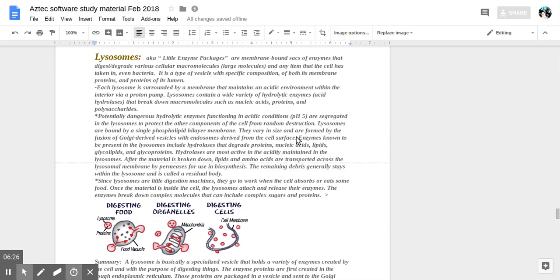The remaining debris generally stays in the lysosome and is called a residual body. Since lysosomes are little digestion machines, they go to work when the cell absorbs or eats some food. Once the material is inside the cell, the lysosomes attach and release their enzymes. And the enzymes break down the complex molecules that can include complex sugars and proteins.